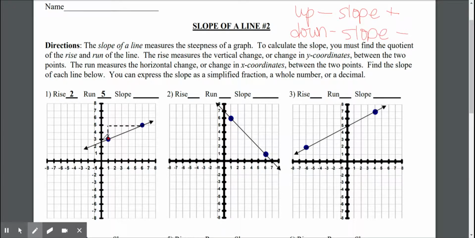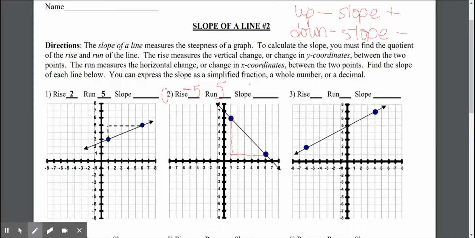Okay, so let's take a look at number 2 here. Instead of now counting up for our rise, now we're going to count down to get closer to that second point. So let's count down 1, 2, 3, 4, 5 spaces. So our rise is negative 5 because we're moving down. And our run is still going to be positive, because we're still moving to the right. So we have 1, 2, 3, 4, 5.